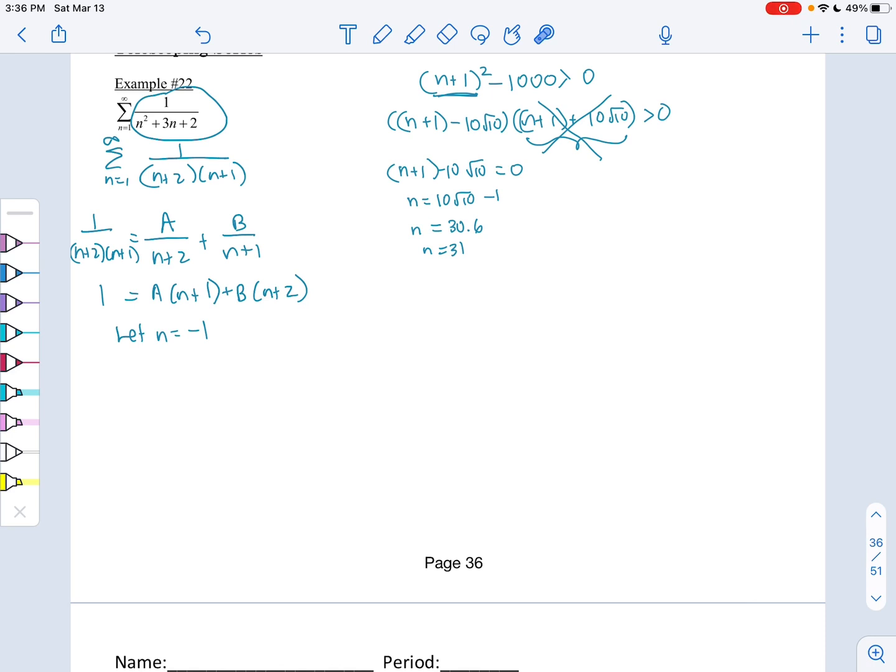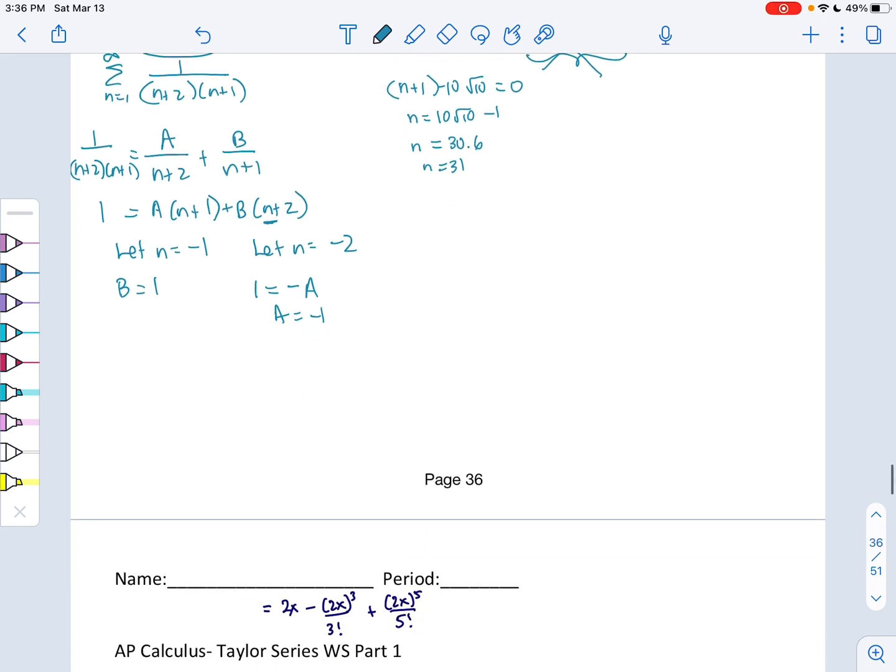So letting n be equal to -1 is going to eliminate this term and leave us with 1B. If I plug -1 in here, I get 1B is equal to 1. So therefore B is equal to 1. Now if we do the same thing and let n be equal to -2, that's going to leave us with 1 equals -A, or A is -1. And again, that's going to allow us to eliminate this value here.